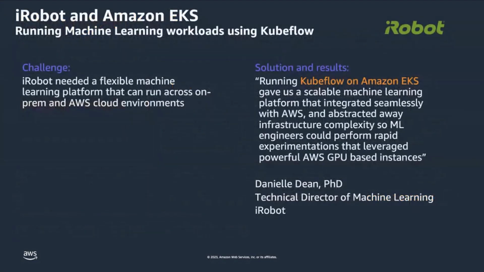Okay. And the last example I have here, and this is again another machine learning example, would be from iRobot, right? This was within their need to create a flexible machine learning platform that can run scalably across on-prem and the AWS cloud. So they actually used Kubeflow on Amazon EKS as a scalable platform integrated with a lot of those services that we've been talking about to drive their experimentation, and also to leverage some of the AWS GPU compute options, right?